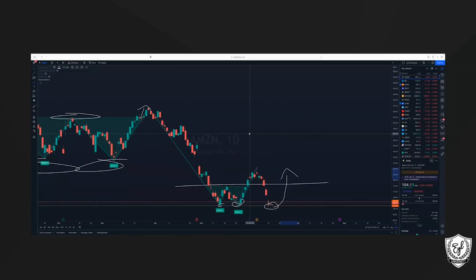You do not want to have a whole bunch of stocks when it comes to your portfolio. You want to make sure that you have 4 to 5 stocks and you're really laser focused when it comes to them.